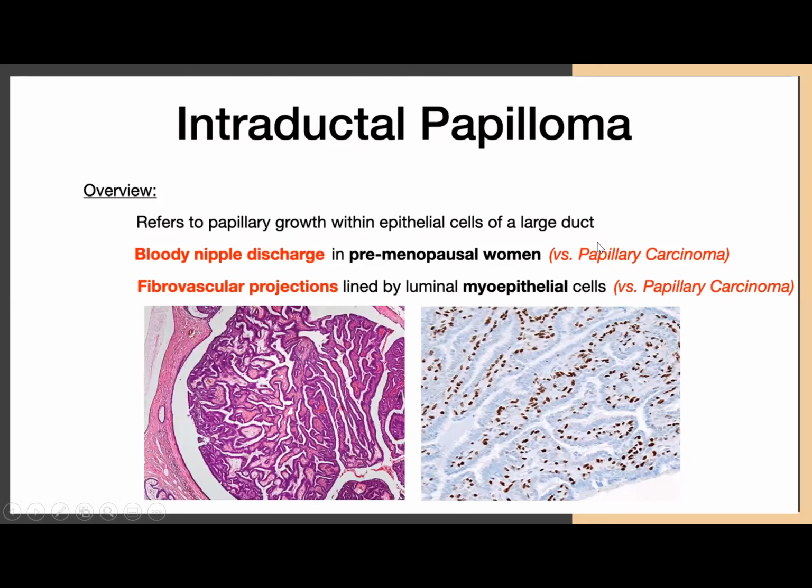Intraductal papilloma refers to papillary growth within the epithelial cells of the large duct. Bloody nipple discharge, normally in premenopausal women, fibrovascular projection lined by luminal myoepithelial cells. So this is by the myoepithelial cell, or you do the biopsy, and from there you can get the report.